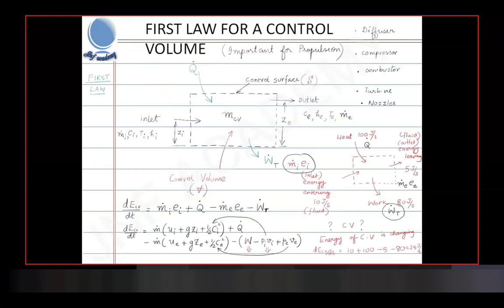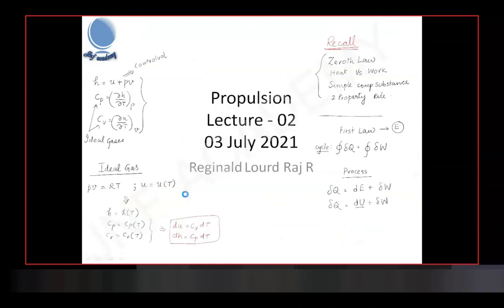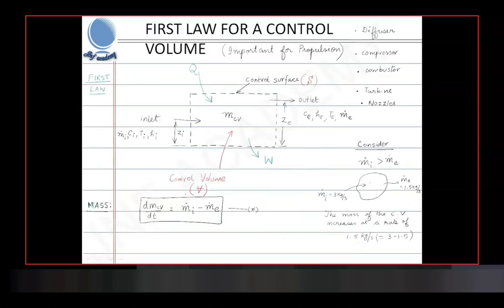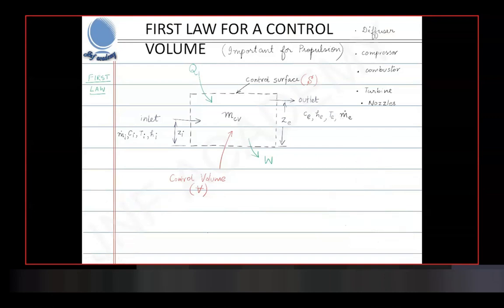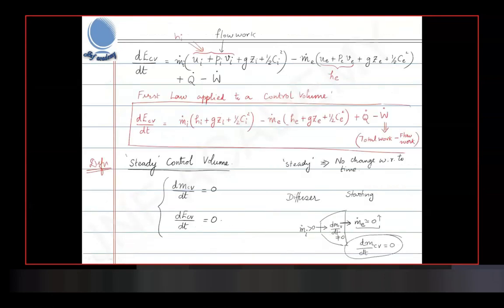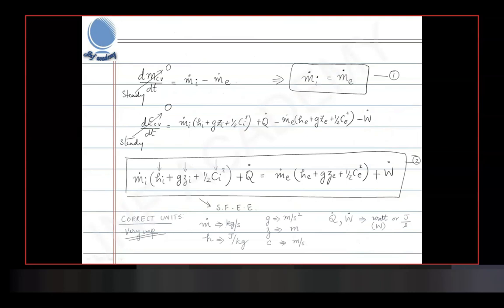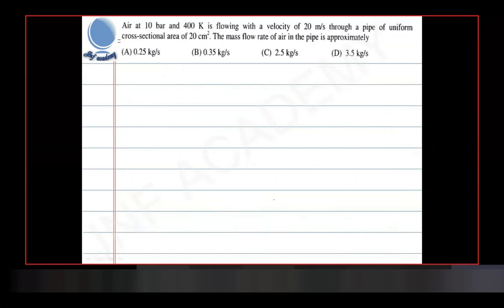Maybe a quick revision. We started with what is meant by a control volume and why it is very important for propulsion, and we saw how to derive the mass equation for a control volume, and then how to derive the energy equation for a control volume. What is the meaning of the steady flow assumption, or a steady control volume assumption, and what is the steady flow energy equation, and the mass equation for a steady control volume along with the units. Now we'll go to some problems very quickly. I would like to do a lot of problems maybe.